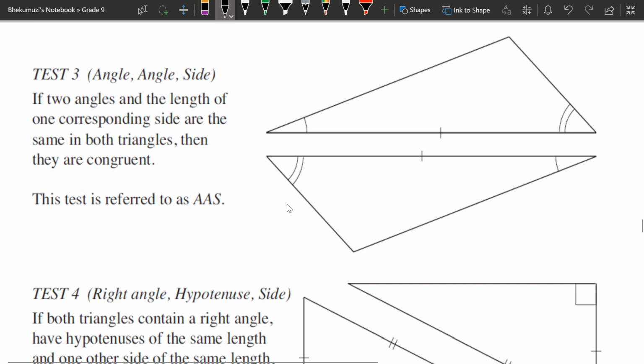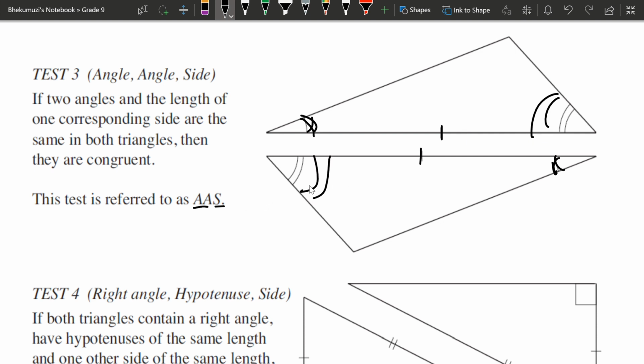And then we also have what we call the angle angle side test, which is basically if 2 angles and the length of one corresponding side are the same in both triangles, then they are congruent. So there will be angle, angle, and side, right? So if we have two angles and a corresponding side being the same, this side is the same as this side, and this angle here is the same as this angle there, and this angle over there is the same as the angle over there, right?